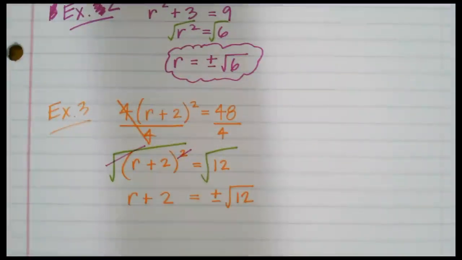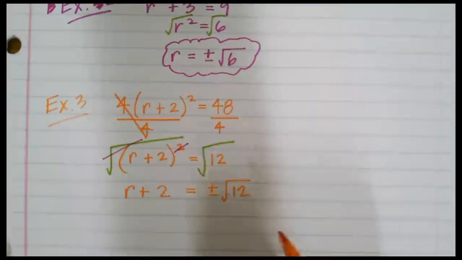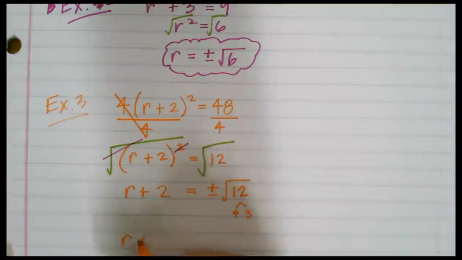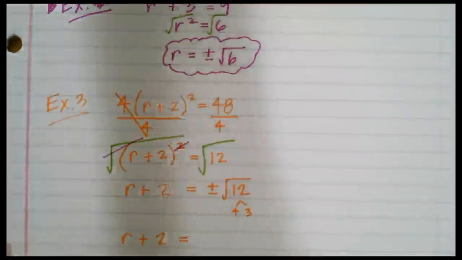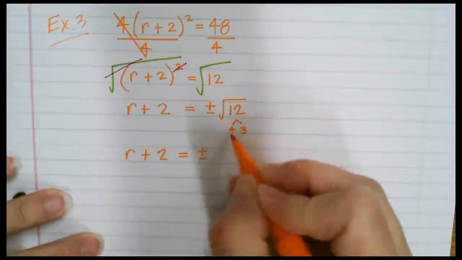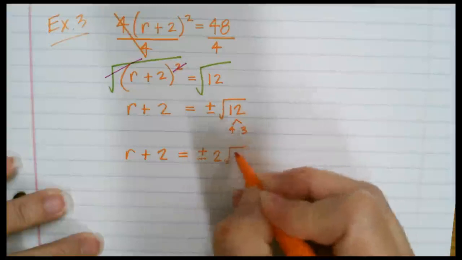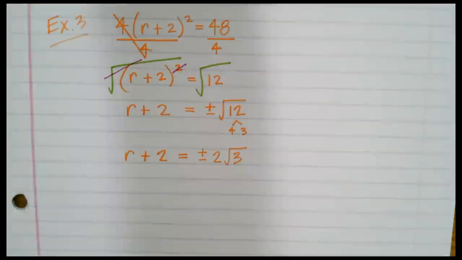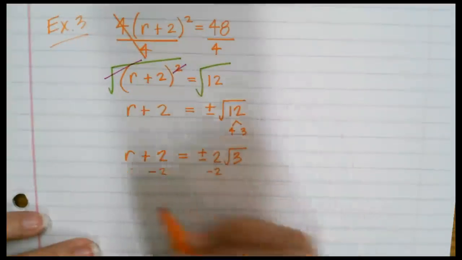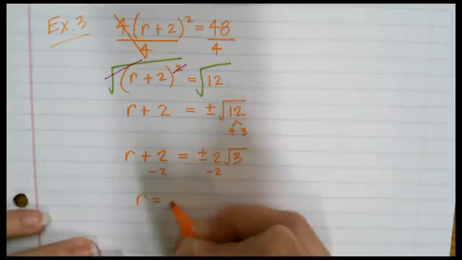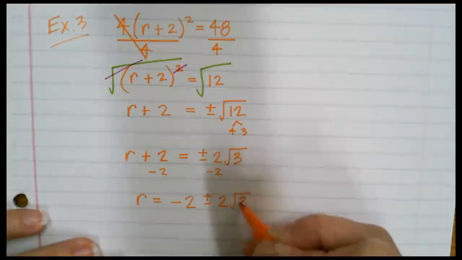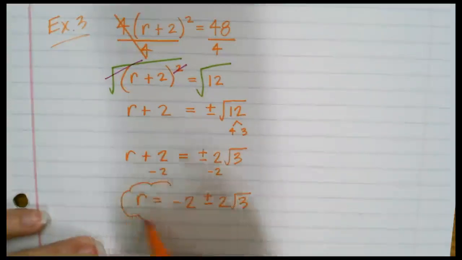All right, so next up, I'm going to simplify this. So 4 and 3. So I have r plus 2 is plus or minus, and this would simplify to be 2 root 3. And now I need to get r by itself. So I'm going to subtract 2 from both sides. So I have negative 2 plus or minus 2 root 3. And that's as far as I can go.